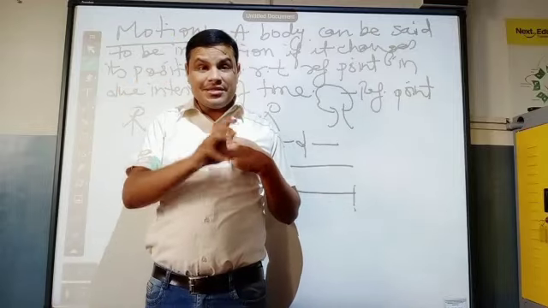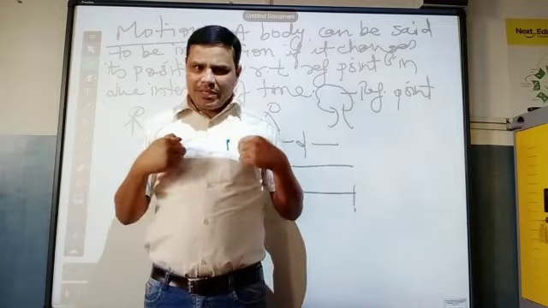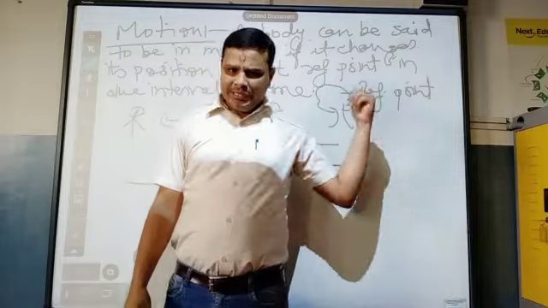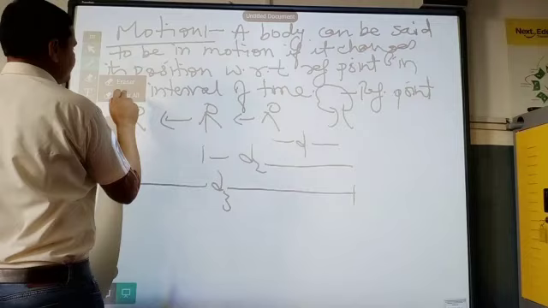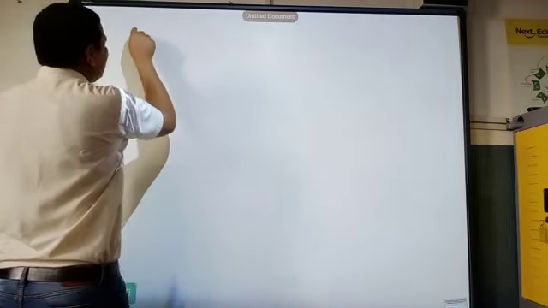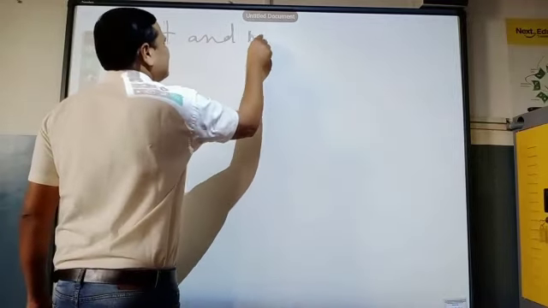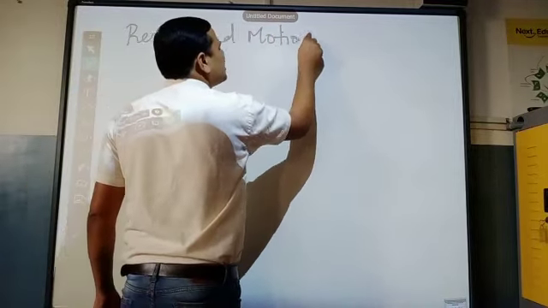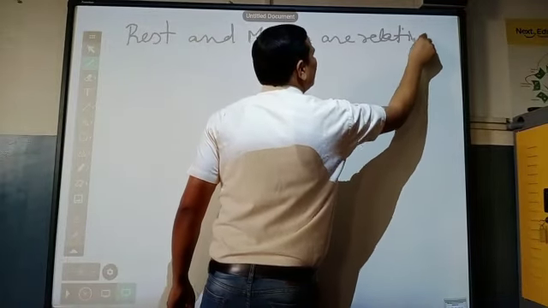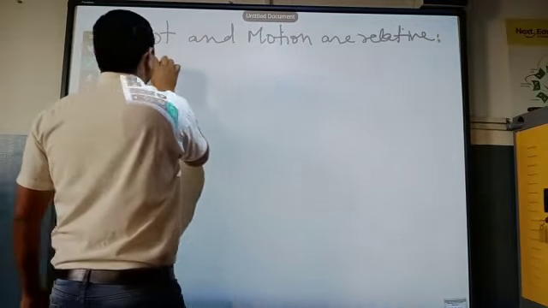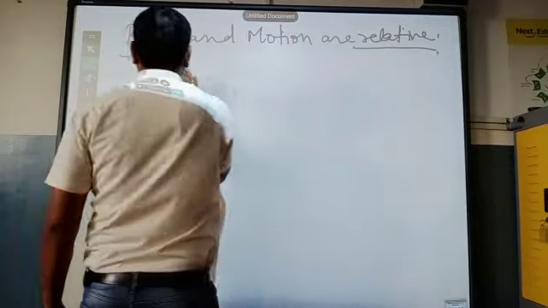That means our earth is in motion every time. So with respect to the other planet, I am in motion. With respect to the board or interactive board, I am in rest. So we can say that rest and motion are relative term. Rest and motion are relative term.